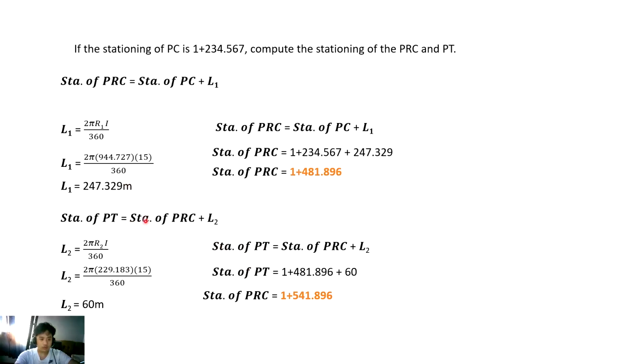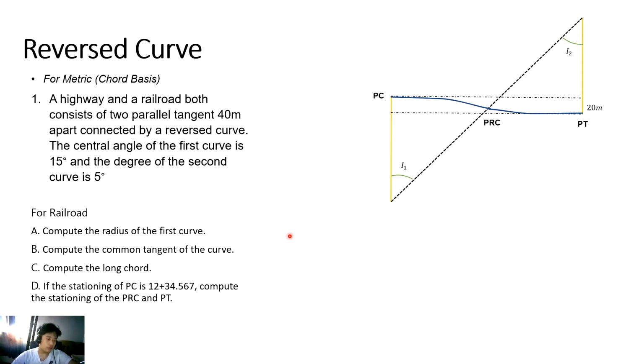So, back to the formula, station of PT, station of PRC plus L2, then substitute lang natin to, 1 plus 481.896 plus 60, and we'll get 1 plus 541.896. Okay, for the next problem, para sa reverse curve. Same pa rin naman siya. Ang pinagkaiba niya lang dito, ang hinahanap na ngayon ay railroad.